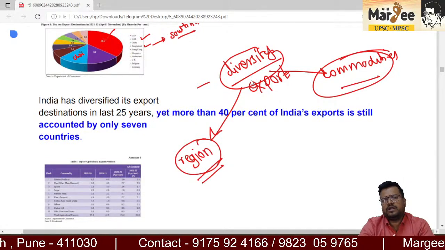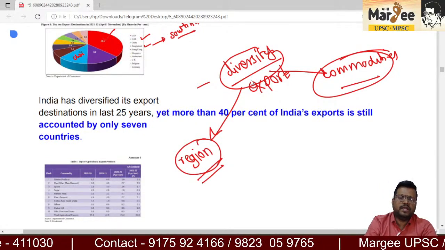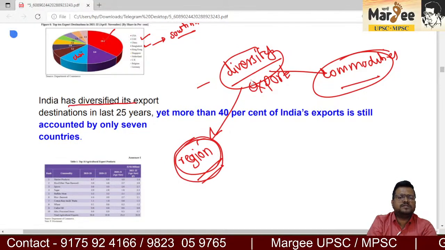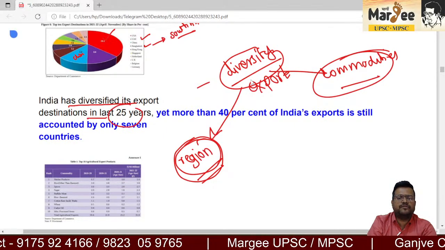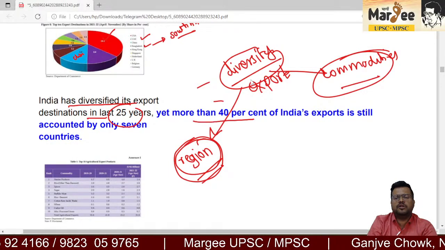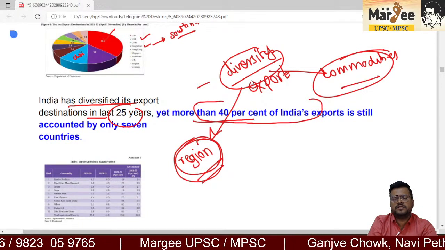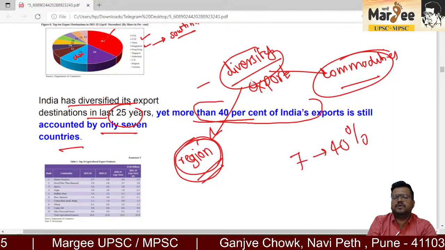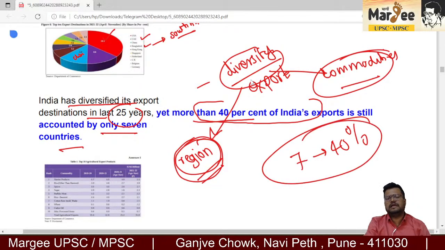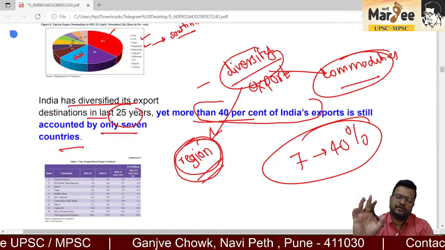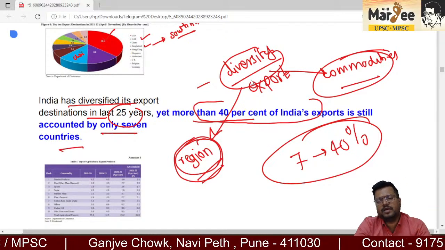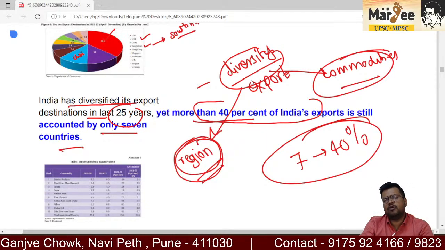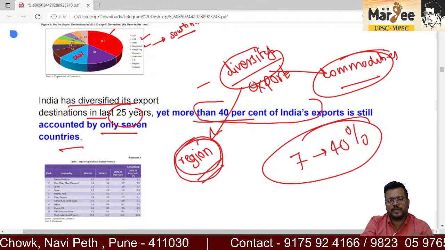So what diversification in export we want? We mainly see what economic survey shows. Though India has diversified its export destination in last 25 years, yet more than 40% of India's export, 40% पेक्षा जास्त इंडियाचा जो एक्सपोर्ट आहे, still accounted by only 7 countries. 7 कंट्री मध्ये आपण आपला 40% एक्सपोर्ट करतो. So there is a great scope for diversification. Means we can target African market, we can target Latin American market, we can target South Asian market. That is the thinking of the expert, or that will be also economically beneficial for us or for our economy.